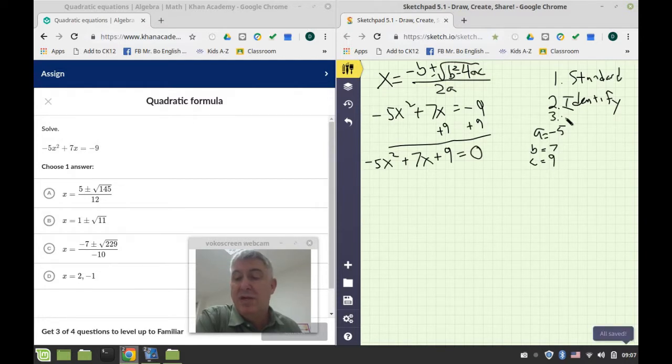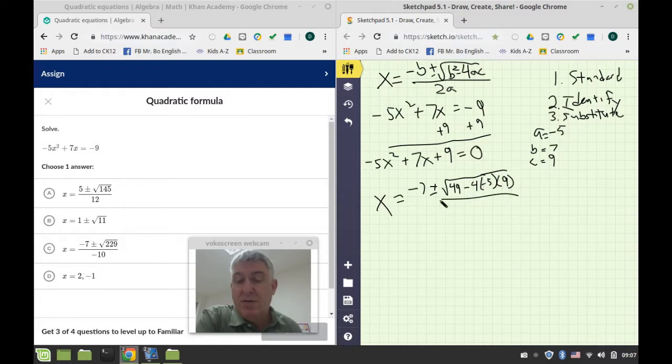And our step number 3 is to substitute. Okay, so that means we need to put them in over here. So x is equal to negative b, negative 7, plus or minus the square root of b squared, 49, minus 4 times a, negative 5, times c, 9, all over 2 times a, negative 10.